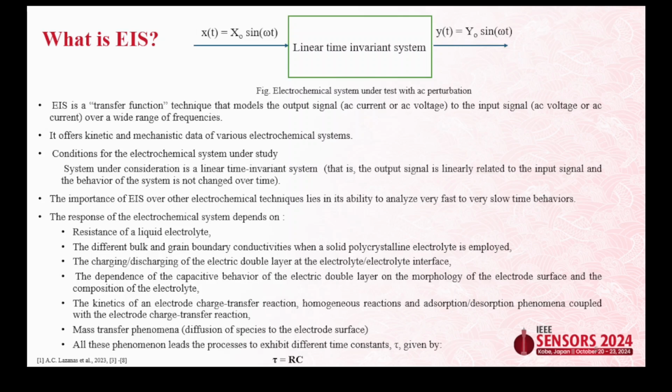So why is EIS important? Because this is one of the only techniques which offers kinetic and mechanistic data of various electrochemical systems, and the data that we get at the end of an EIS measurement can be converted or deconvoluted in the form of an electrical circuit. As electrical engineers, it is very easy for us to understand an electrochemical circuit in terms of resistors, capacitors or inductors, as compared to the electrochemical processes which are happening at the surface of the electrode or in the electrolyte.